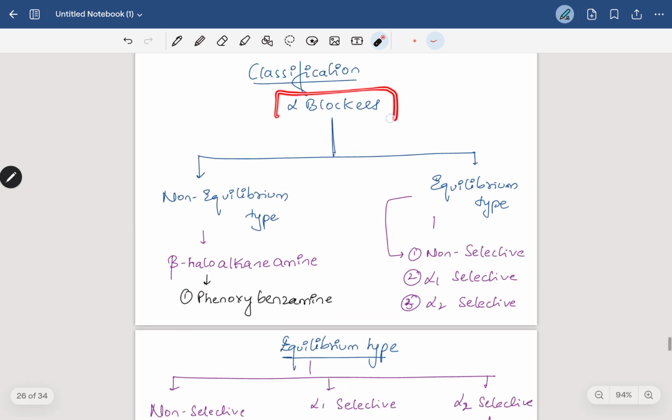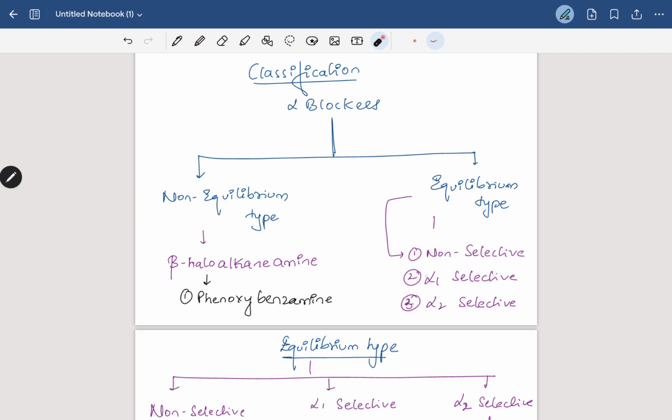See, alpha blockers, you have two types, that is non-equilibrium type and you have equilibrium type. In non-equilibrium type, I told you to remember haloalkane amine, add one beta to it, beta haloalkane amine. Here also there should be amine, phenoxybenzamine. Okay. Then in equilibrium type, you have three types. This is easy. One is alpha 1 selective, one is alpha 2 selective. The next one is non-selective.